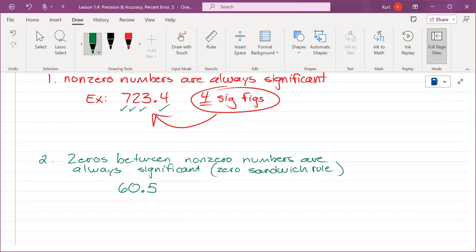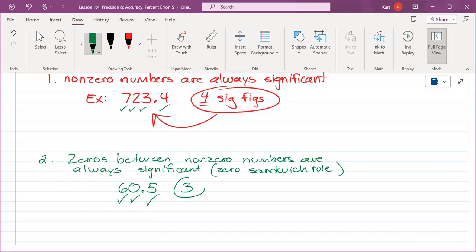60.5. Nick, how many sig figs are in that? Remember, zeros between non-zeros are significant. Is 6 significant? Is 5 significant? Is that 0 in between 2 numbers that are not 0? So what does rule 2 say? So how many sig figs are there in 60.5?